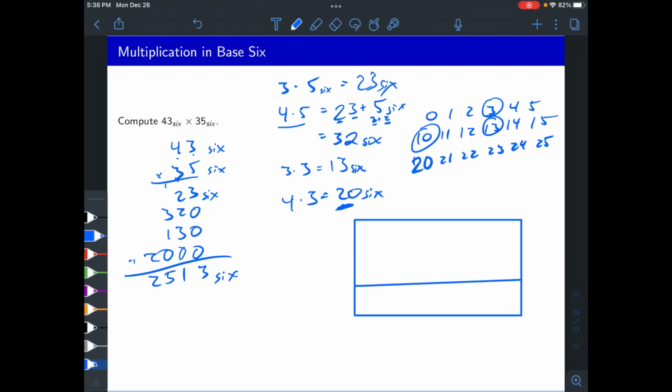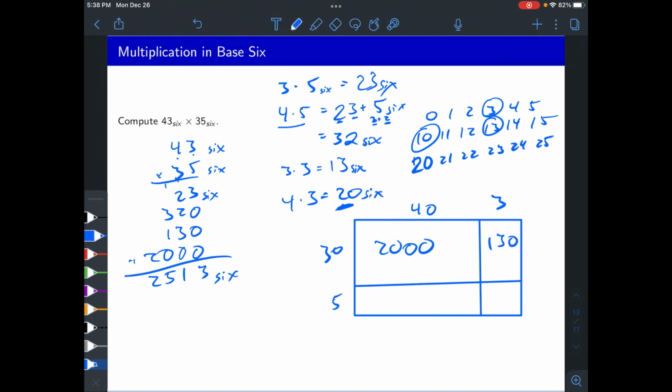I see a lot of people really like the box thing too, where you could just do 40 and 3 and then 30 and 5. And then you'll still need to do the 1-digit multiplication off to the side here. So you'll still have to do 4 times 3 is 20 base 6. So that's 20. And then because this is 40 times 30, I include the 2 extra zeros here. And then 3 times 30 base 6, that's 13.